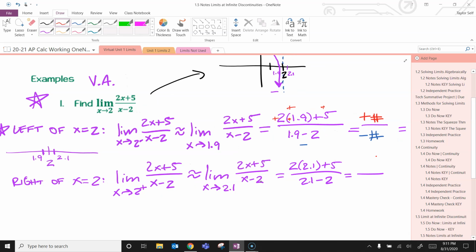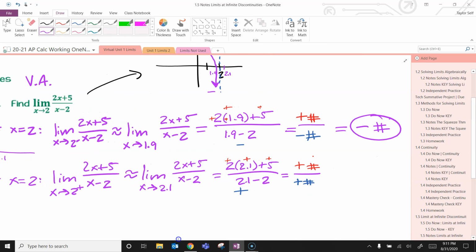So let's do the top, the numerator. Positive times a positive plus a positive gives us a positive number. And now let's do the bottom. This is a bigger number than 2, so we're going to end up with a positive on the bottom. 2.1 minus 2 is a positive number. And what will that equal? Positive over positive gives us a positive number.